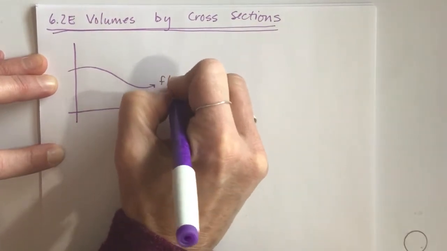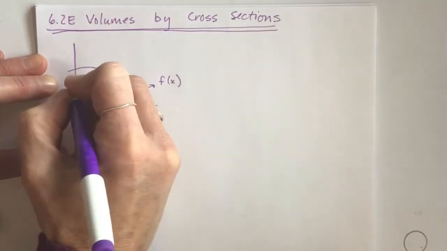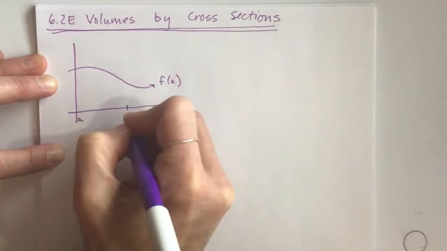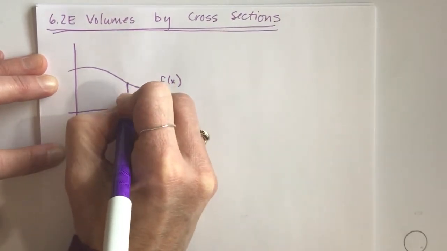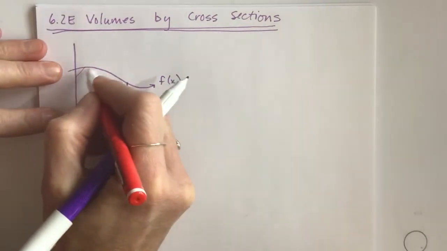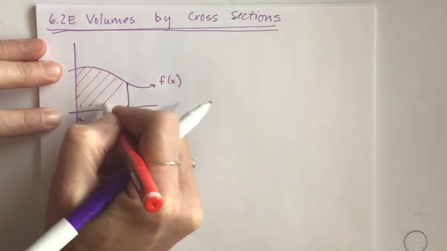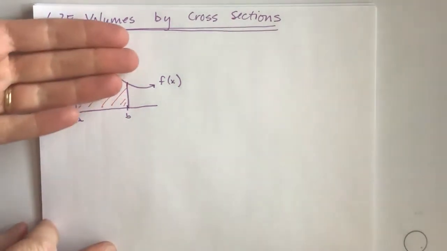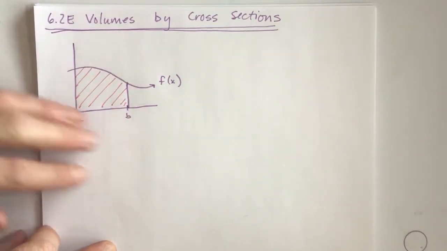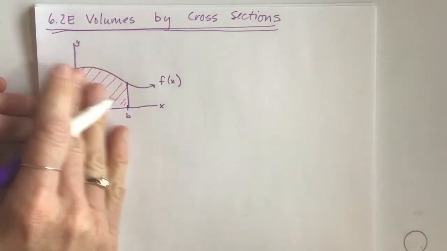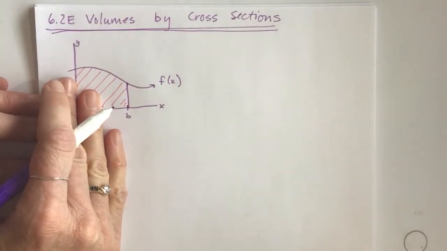So let's say we have this function and we're going to bound our area here from, let's say, A to B. And we've got this area then. And now, instead of taking this area and revolving it about the x or y axis, this is just going to become the base of our three-dimensional figure.